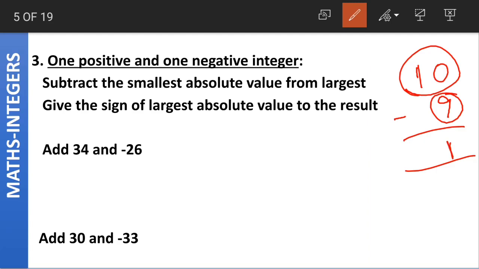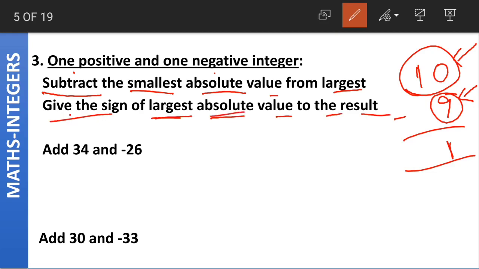1. Yes, in the same way, when one positive and one negative integer is given, we subtract the smallest absolute value from the largest. What are we doing? We are subtracting the smallest absolute value from the largest. And what sign should we give? Give the sign of the largest absolute value to the result.